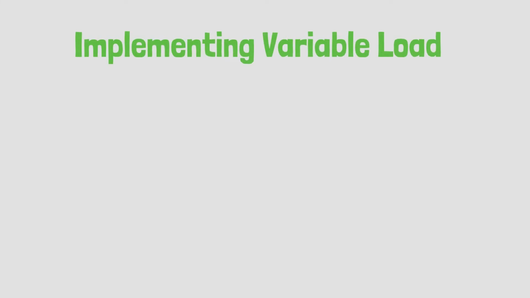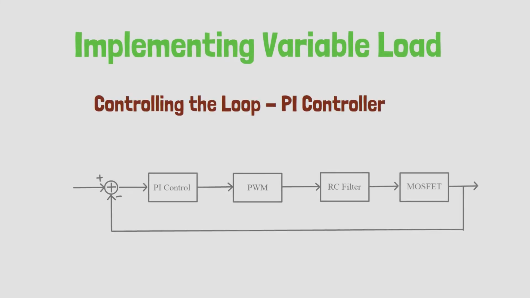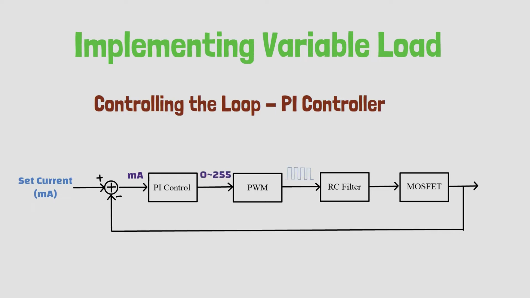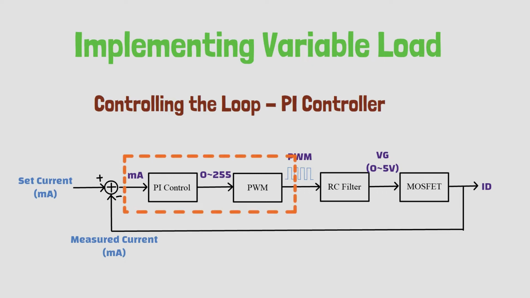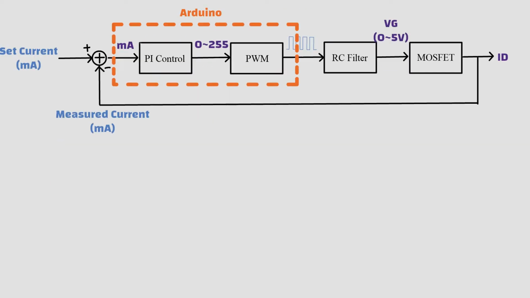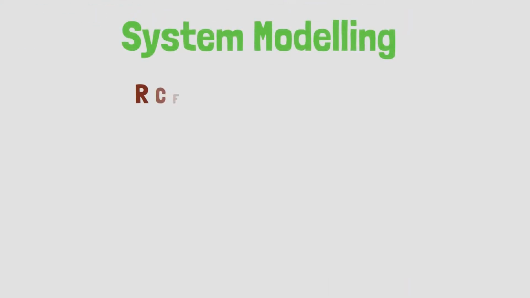We can consider this as a closed-loop system, which has a PI controller setting the PWM value, which is fed to an RC filter to generate a steady voltage to the gate pin of the MOSFET. The measured current is subtracted from the set current to produce the error value fed to the PI controller. The PI controller and PWM are implemented in the Arduino. Let's look at each block in detail.